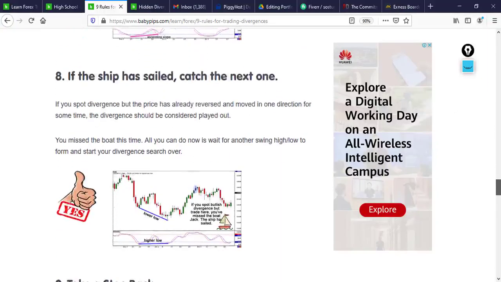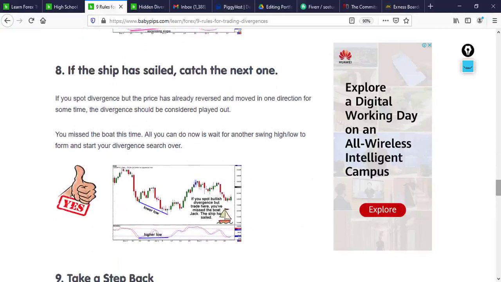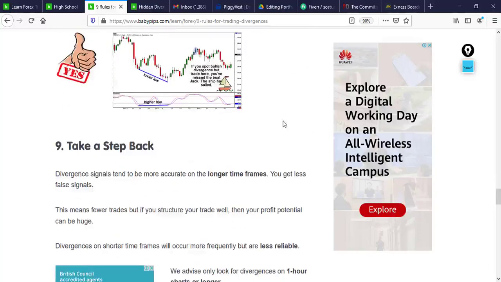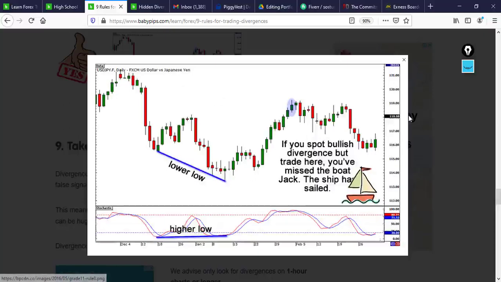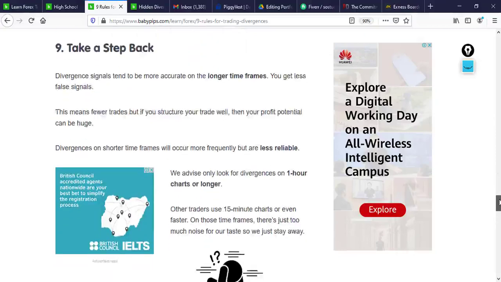Keep practicing and keep practicing. If the ship has sailed, catch the next one. So if you spot a divergence but the price has already reversed and moved in one direction for some time, the divergence should be considered played out. You missed that boat. All you can now do is wait for another swing high or swing low to start to form, and then start your divergence search all over again. Do not chase. Once you miss the trade, try and catch another trade.